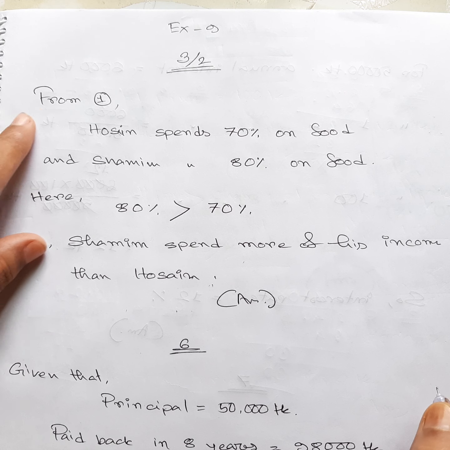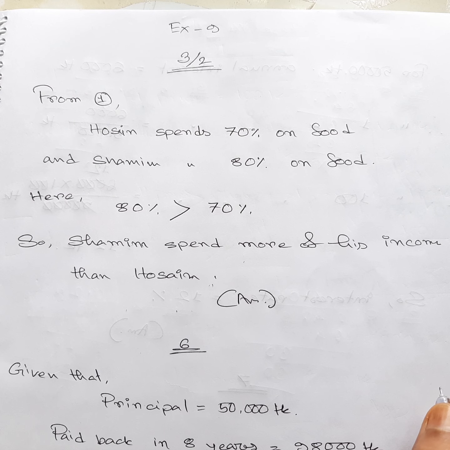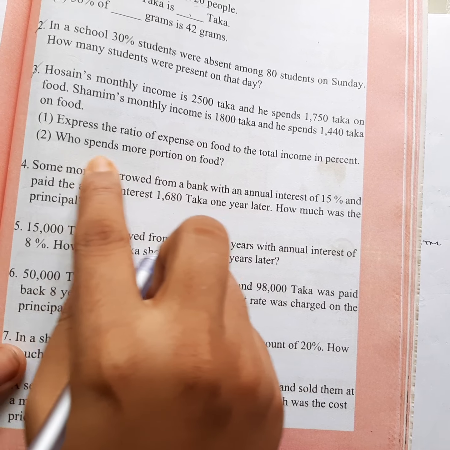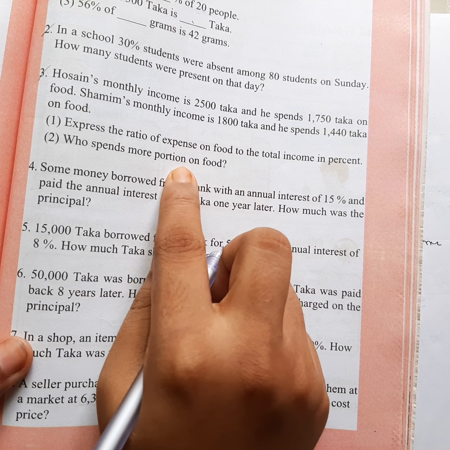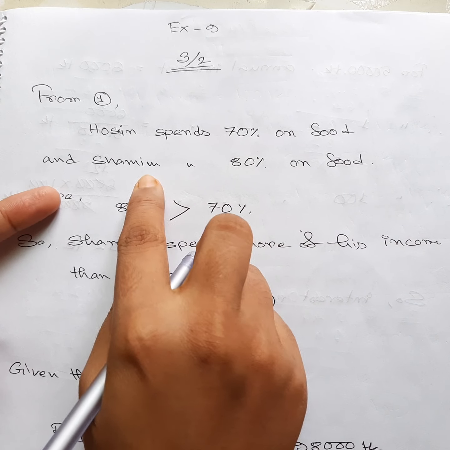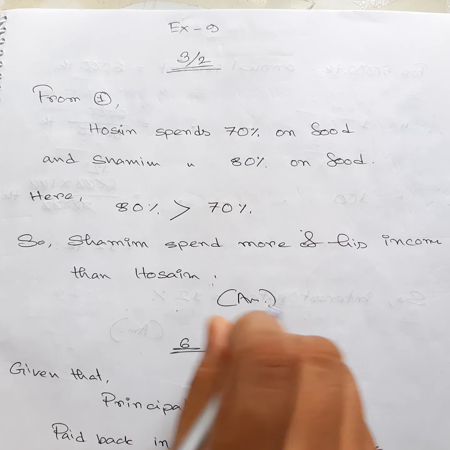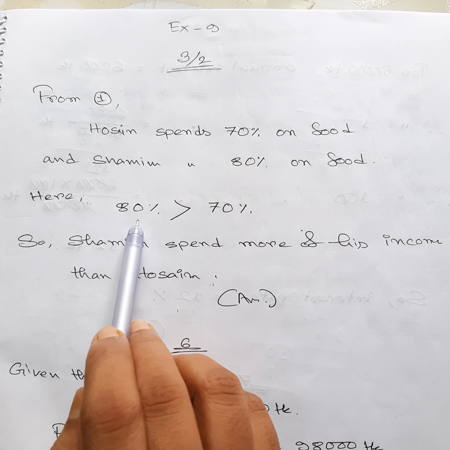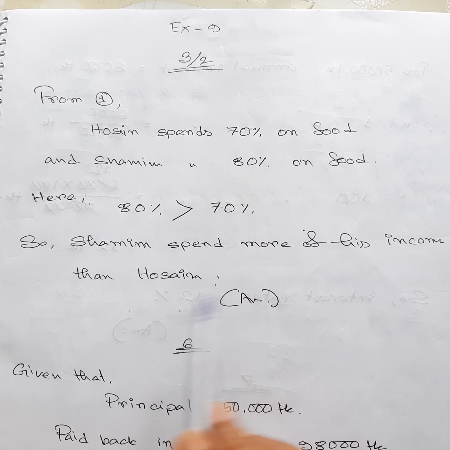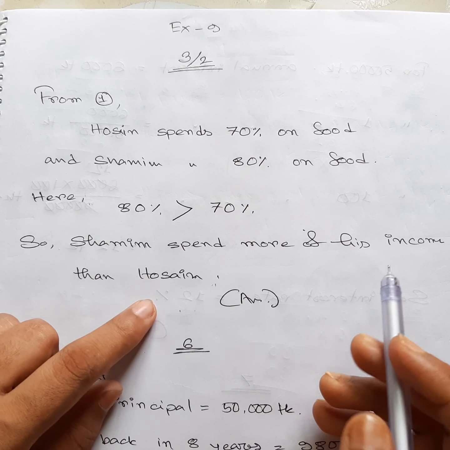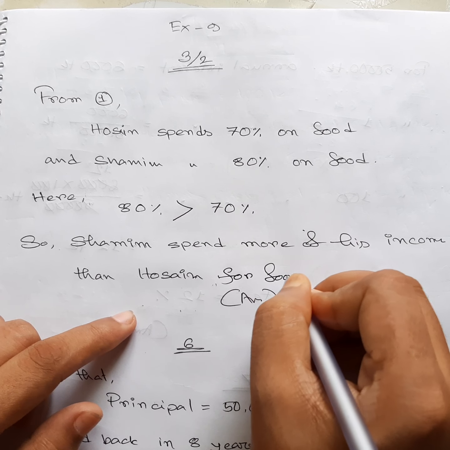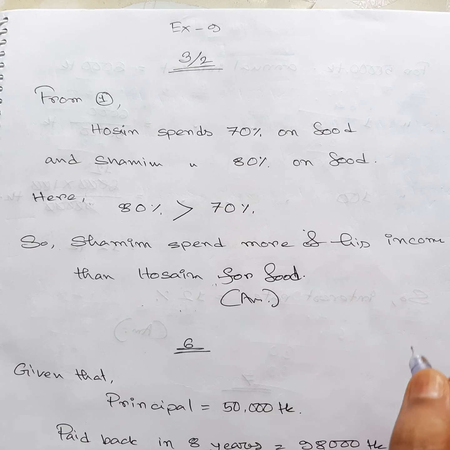Now you can see the second part, they said who actually spent more on food, more portion of money they've spent on their food. You can see Hussein spent 70% of his income and Shamim spent 80% of his income. Definitely 70 is less than 80. So we can say that Shamim spent more of his income than Hussein for food. Write down for food over here. For food. Wow, our math is done.